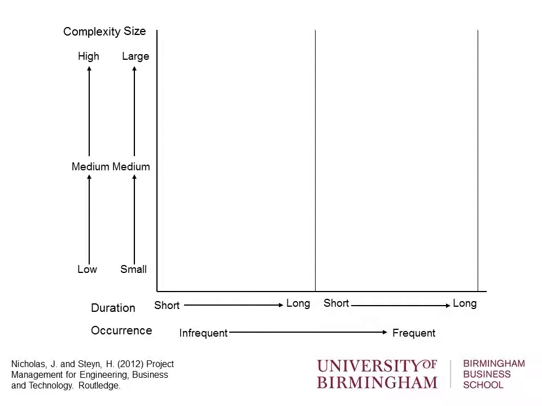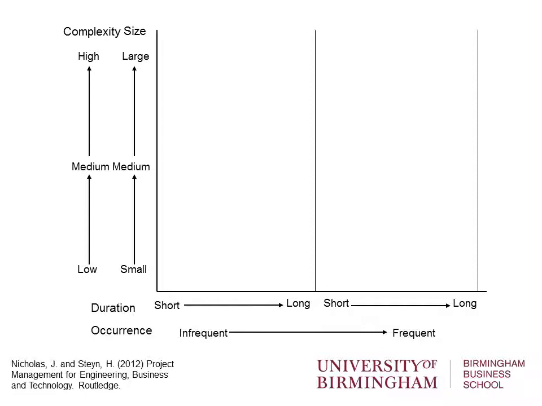Then the one above that on the x-axis is duration. Are the projects which are occurring short term or long term? And so if projects are infrequent, are they short term or long term? If projects are commonplace, are they short term or long term? And so that's the x-axis.